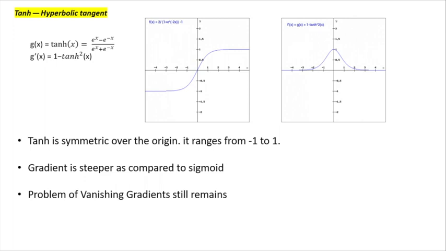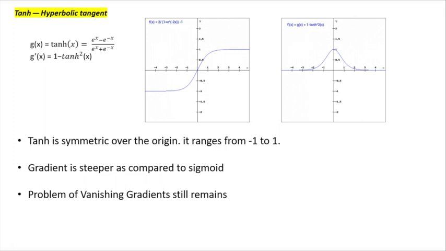Let's look at the hyperbolic tangent function, which is mathematically defined as e raised to the power x minus e raised to the power minus x divided by e to the power x plus e to the power minus x. And this is the graph of the tangent hyperbolic function, and this is the derivative: g'(x) is equal to 1 minus tanh squared x. It solves our problem of the values all being of the same sign. All other properties remain the same as that of the sigmoid function.